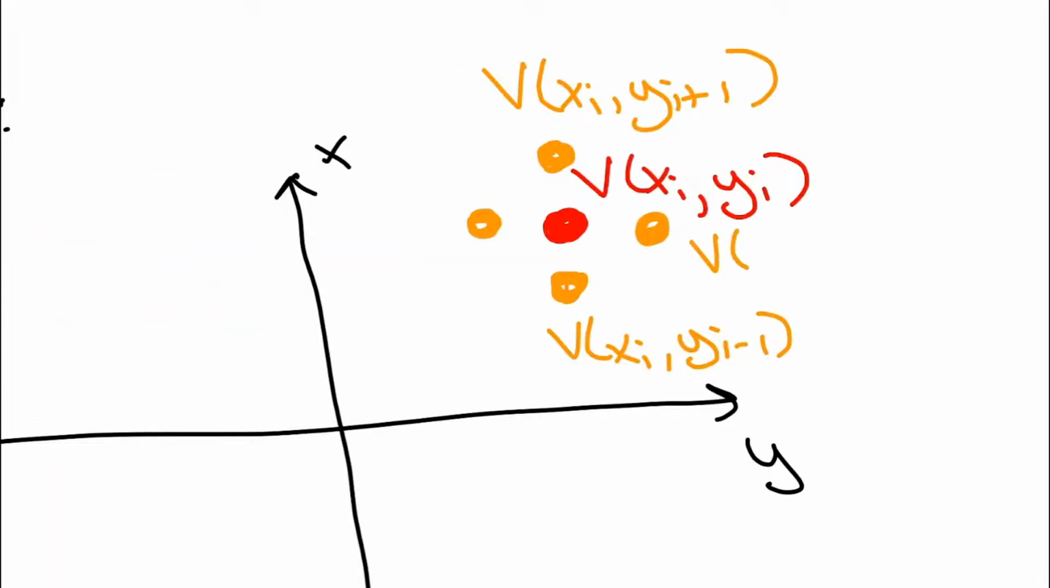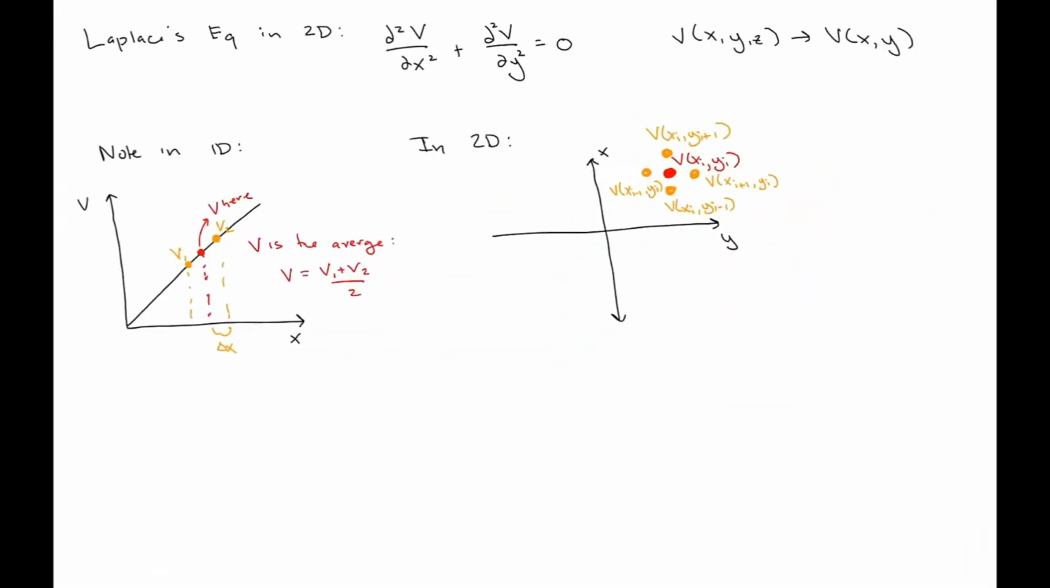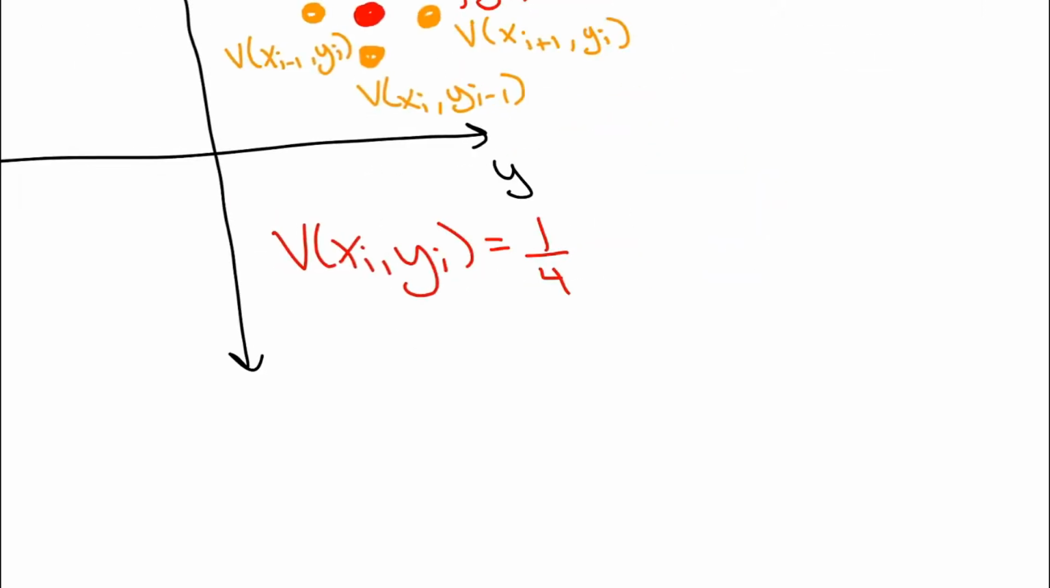This is going to be v sub x at I plus 1, y sub I, and this over here would be v sub x sub I minus 1, y sub I. So I'm using those indexes to indicate where these yellow points are relative to my middle point. Okay, so my potential at that middle point would be equal to the average of the potentials at all of those surrounding points.